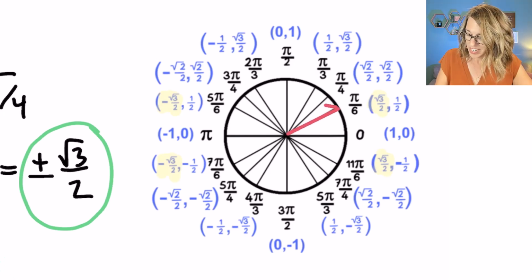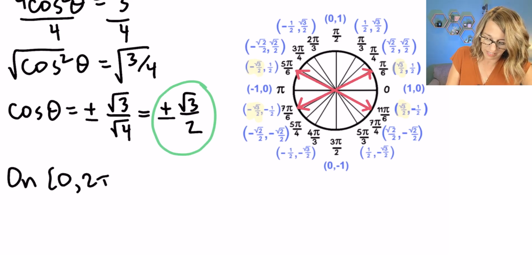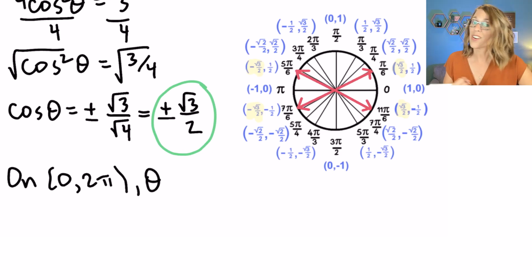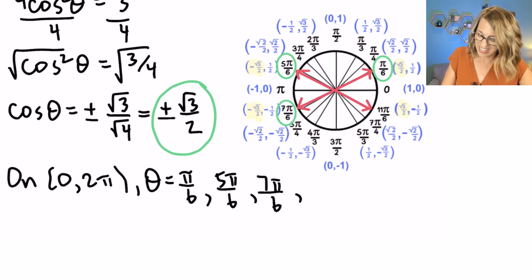So each of these gives me a solution in one rotation of that unit circle. I'm going to go ahead and draw them in here, and there's one more right there. So on 0 to 2 pi, my solutions, there are 4 of them. Those solutions are pi sixths, 5 pi sixths, 7 pi sixths, and 11 pi sixths.